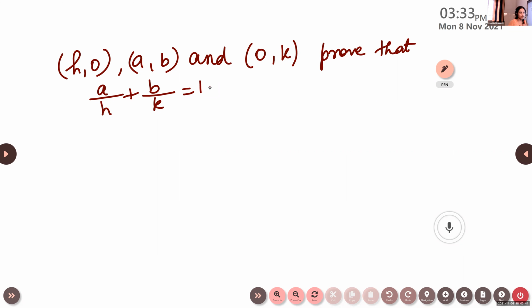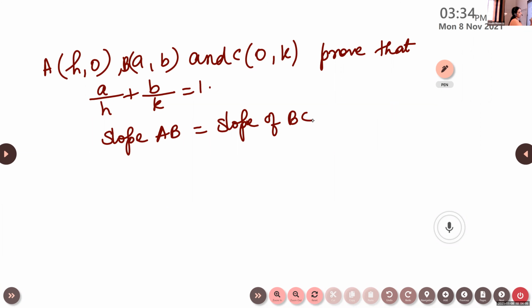So it is given these 3 points lie on the same line, isn't it? Collinear means what? They are lying on the same line. So if they lie on the same line, we know that the slopes are equal. It is given they lie on the same line. So slope of AB is equal to slope of BC. Is it correct, children? Is it okay? So when you find the slope of AB, what is the slope of AB, John Philip?